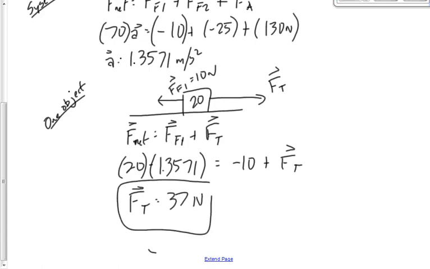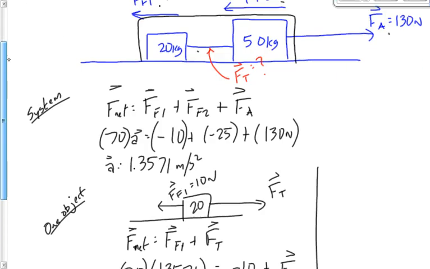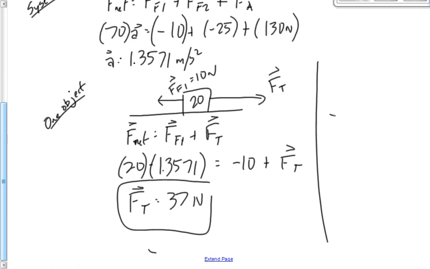All right? What would have happened if I had analyzed the other object? We've got another object up here, it's 50 kilograms. Draw the free body diagram for that. What do you think I would have gotten for FT?